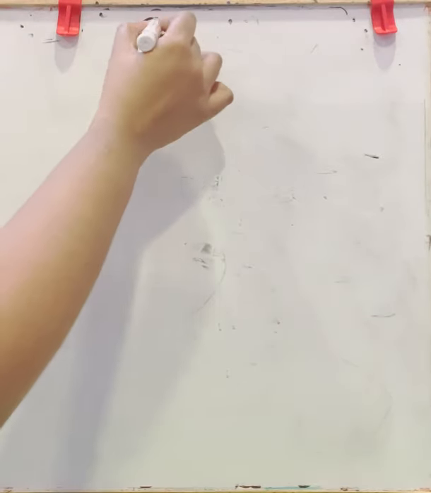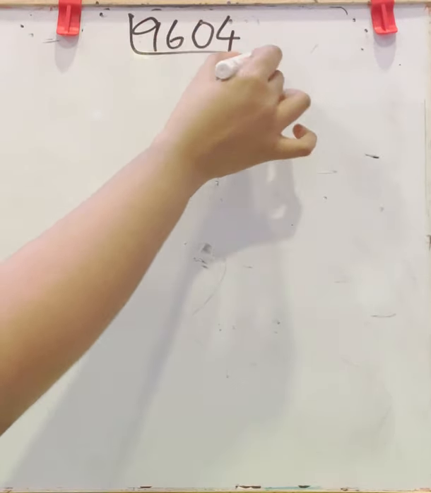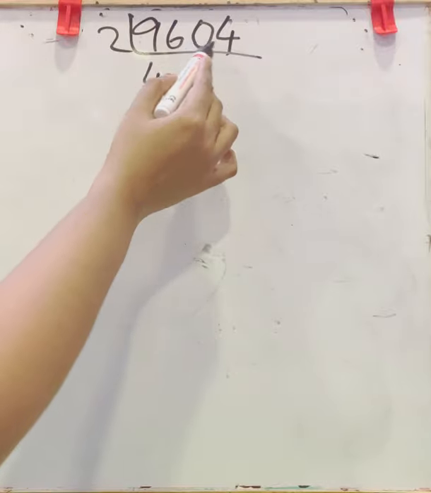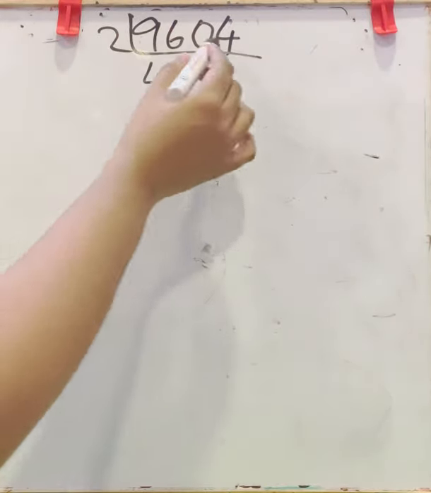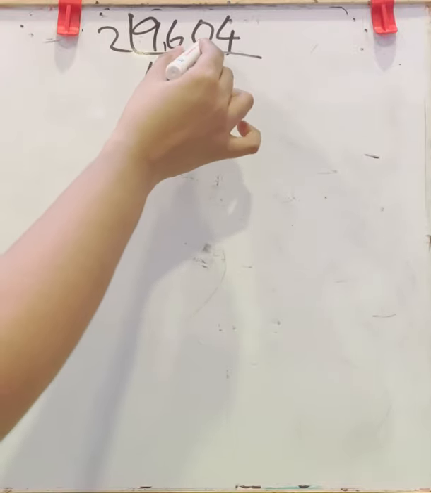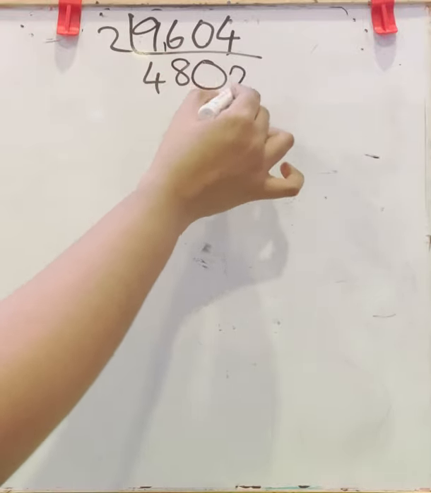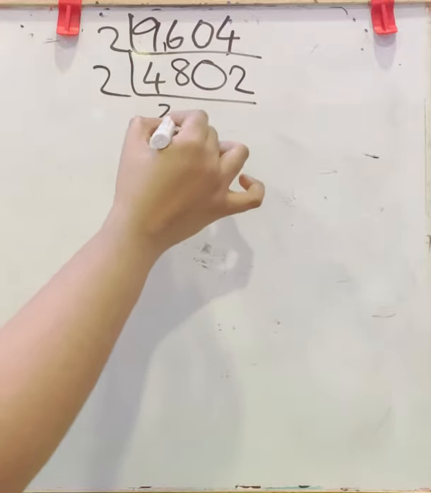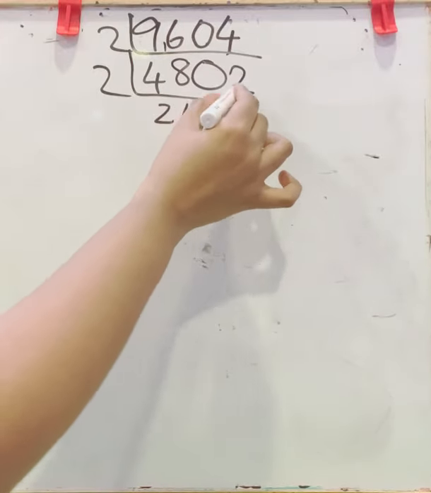Next, 9604. Factorizing, 4 2s are 8. Here with 2 you can factorize because of the units digit. 4 2s are 8, balance 1, 8 2s are 16. Carry down the 0, 2 2s are 4. Again 2, 2 2s are 4, 4 2s are 8, carry down 0, 1 2s are 2.